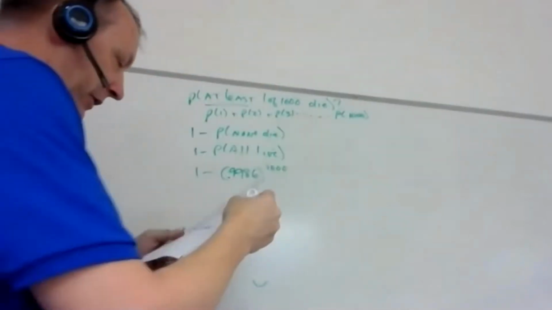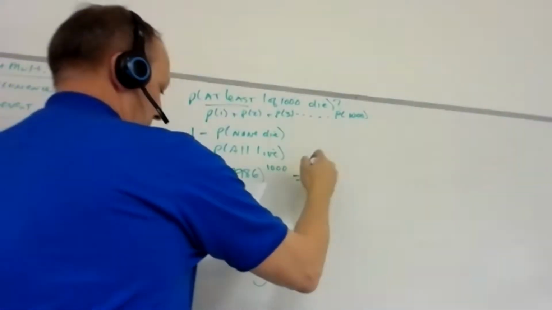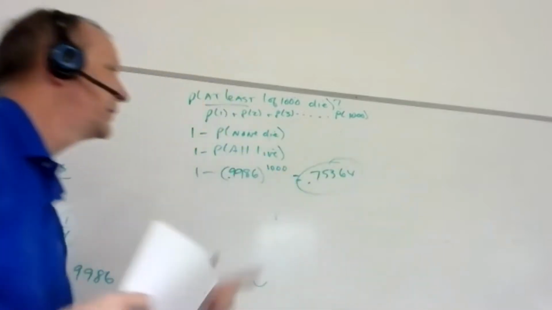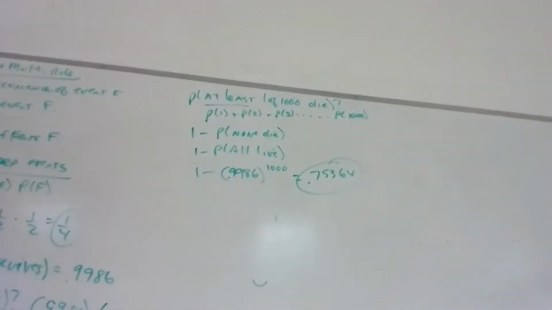Okay, so that works out to be 0.75364. So there's a 75% chance that at least one person will die out of 1,000. That's a little higher than I expected, right? Because they're all supposed to live, but, you know, 24-year-olds jump off cliffs and drive motorcycles and do dumb things.